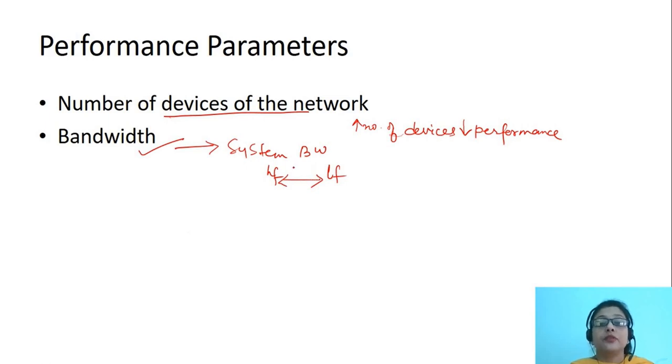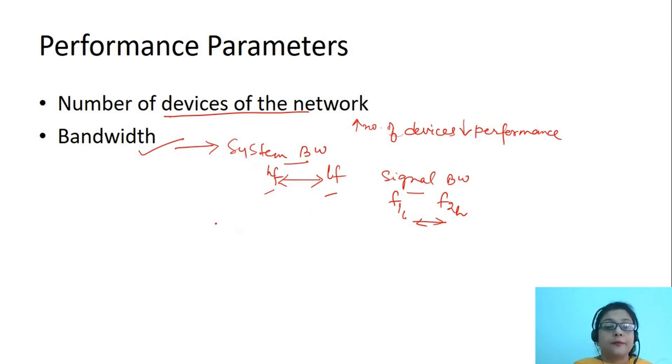Now there is another bandwidth which is known as the signal bandwidth. Signal bandwidth is the difference between the frequency components existing in the particular signal. Like it can have F1, which is the lowest frequency level, and F2, which is the highest frequency level in that particular signal. So there is a difference between the signal bandwidth and the system bandwidth. System bandwidth mainly supports the signal that passes through the system, and it can support the high frequency and the low frequency component based on the particular transmission medium.